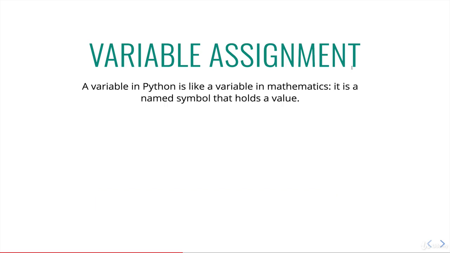So variables in Python are like variables in math. If you ever took algebra, you probably saw equations that had x's or y's or other letters interspersed inside the equations. It's the same idea here. So our variables hold a value and they have a name. Those are the two key components.